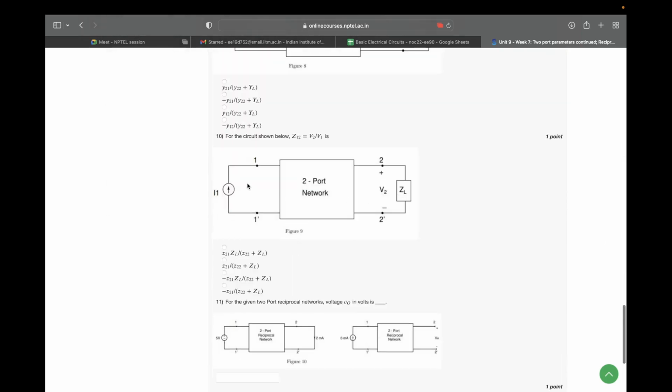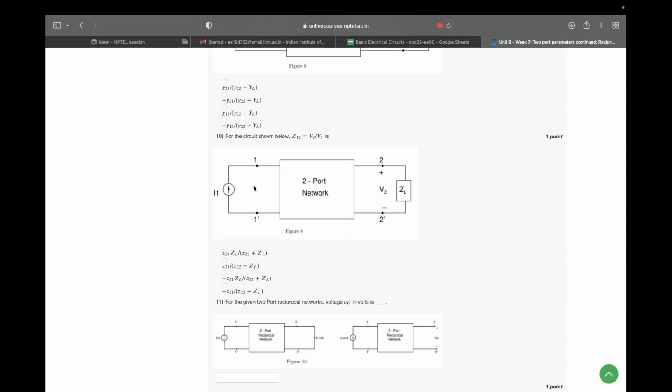You give V2 and I1, but you ask the answer is V2 by V1. It should be V2 by I1 in this particular circuit. In this particular circuit, V2 by I1 has to come. So they asked V2 by V1. I tried it. The answers which are given exactly match only for V2 by I1.